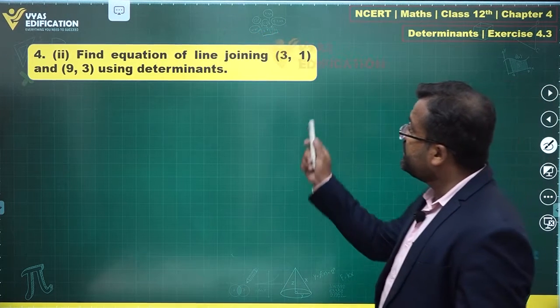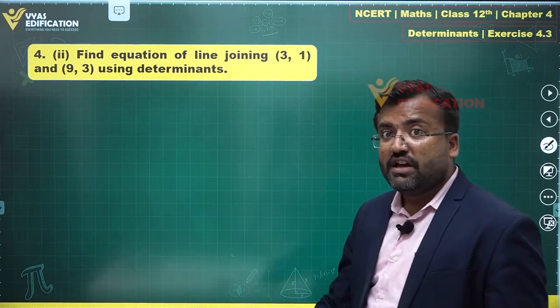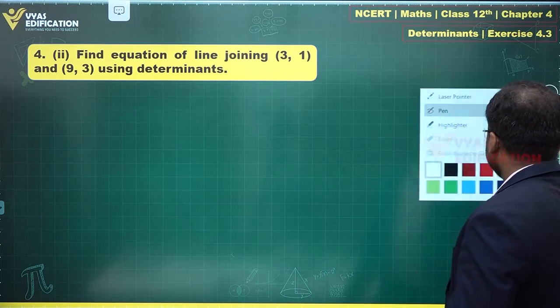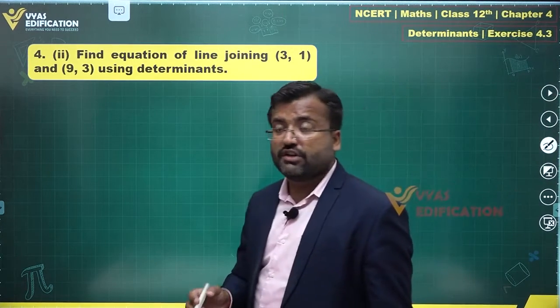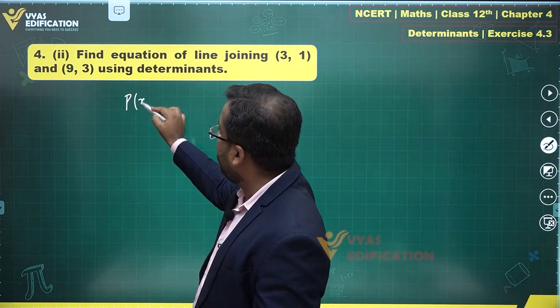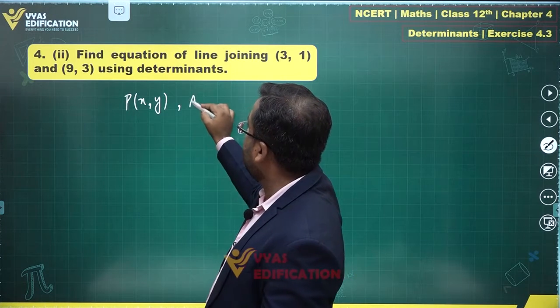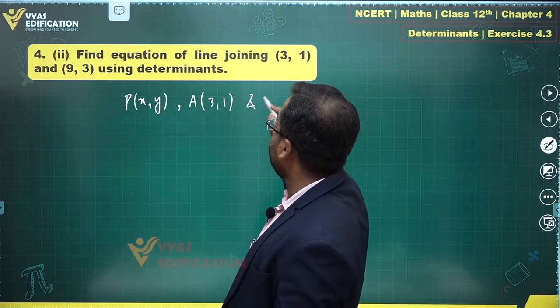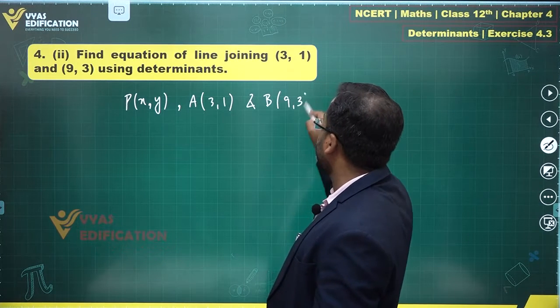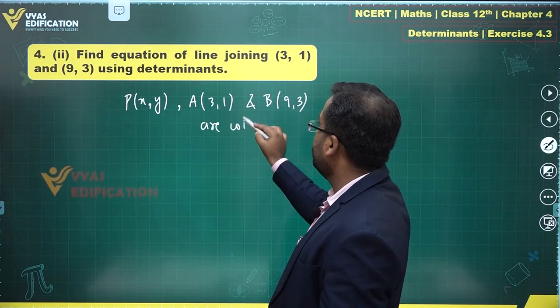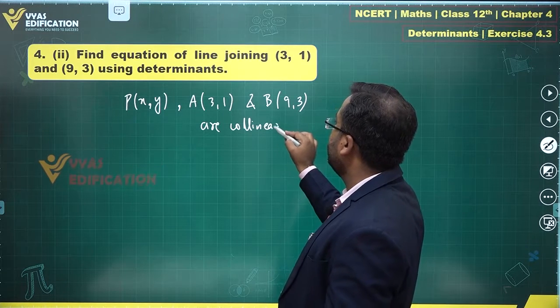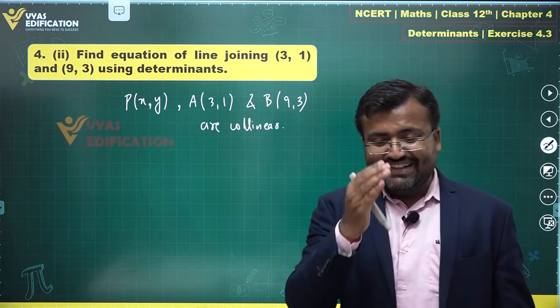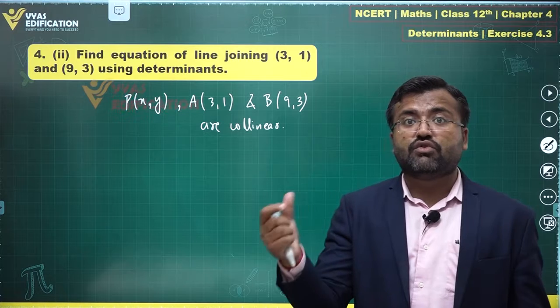The question says find equation of line joining 3, 1 and 9, 3 using determinants. Let's use determinants once again to find the equation of line. So P x, y, A 3, 1 and B 9, 3 are collinear. That's the condition that I need to apply, and on applying this condition, what I get is that a determinant value is equal to 0.